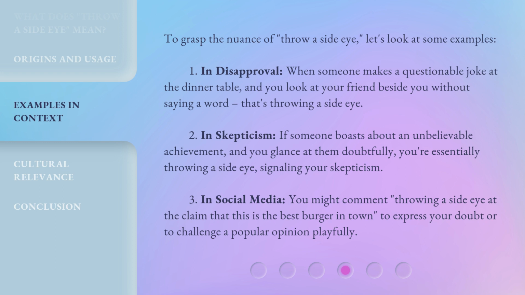2. In skepticism. If someone boasts about an unbelievable achievement, and you glance at them doubtfully, you're essentially throwing a side eye, signaling your skepticism. 3. In social media. You might comment, "throwing a side eye at the claim that this is the best burger in town," to express your doubt or to challenge a popular opinion playfully.